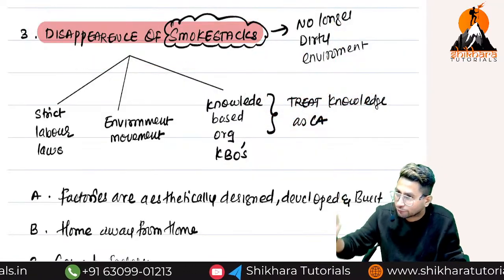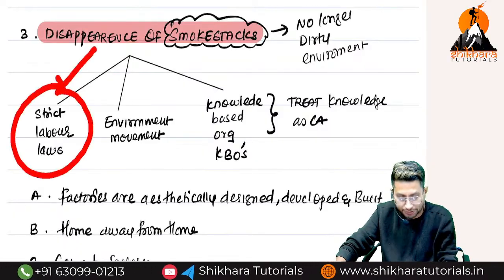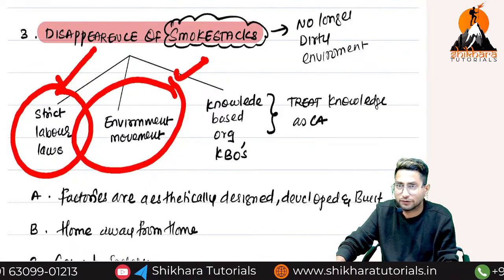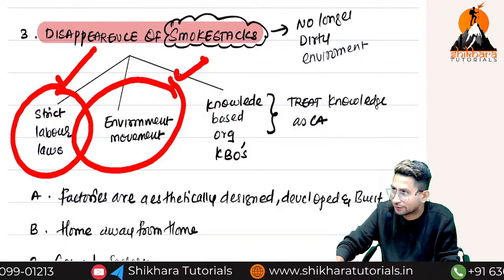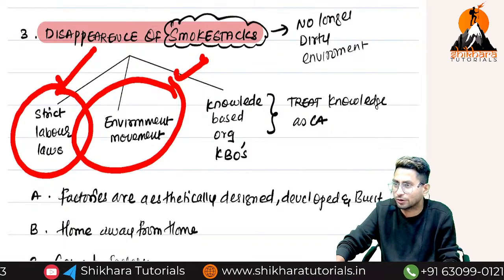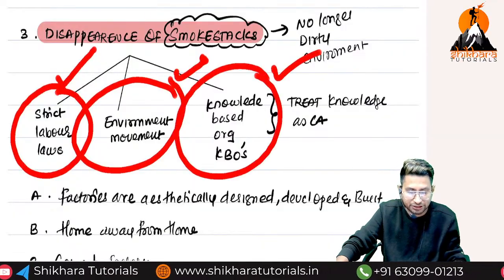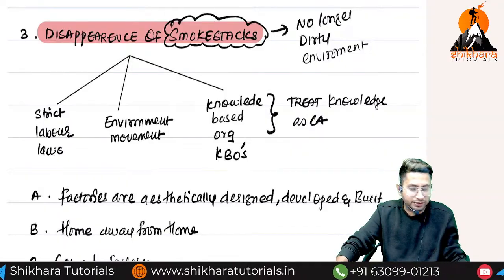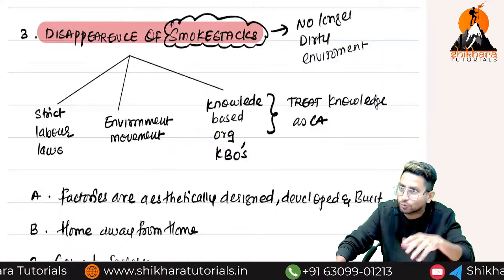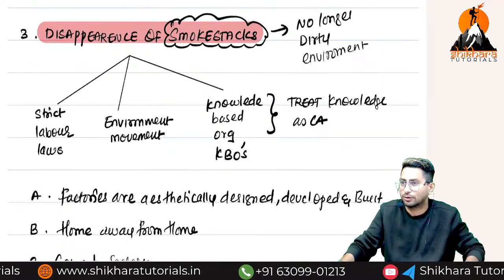Now, why are the smokestacks disappearing? Why is exploitation of labor decreasing? Because nowadays labor laws are very strict. Plus environment movement is there. Nowadays, will government listen to you if you pollute the environment, or they want you to save the environment? In general, not India. In general, I'm talking about. In India, who is bothered? Then knowledge-based organizations are there. Nowadays, even the labor who is not educated still has more knowledge than educated people about laws and all. So you can't exploit them nowadays.